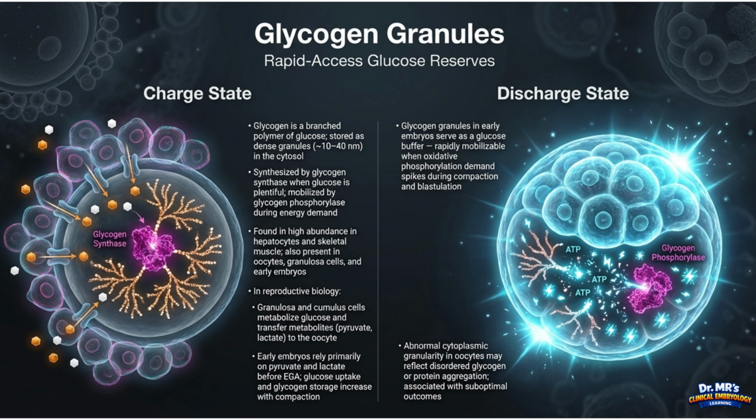During compaction and cavitation, the energy demands of active membrane transport and cytoskeletal reorganization spike sharply, and glycogen granules can release glucose units rapidly to meet this demand when oxidative phosphorylation alone is insufficient.